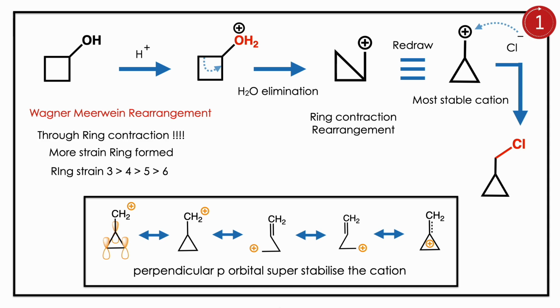Most of the time ring expansion happens. This is the rare situation. Ring contraction happens, forming the cation. Then the chlorine attacks, you have the final product. So the concept you have to learn here is it is all about cation stability. If the cation forms from the ring contraction, the system promotes the ring contraction, final product with a stressful 3-member ring.